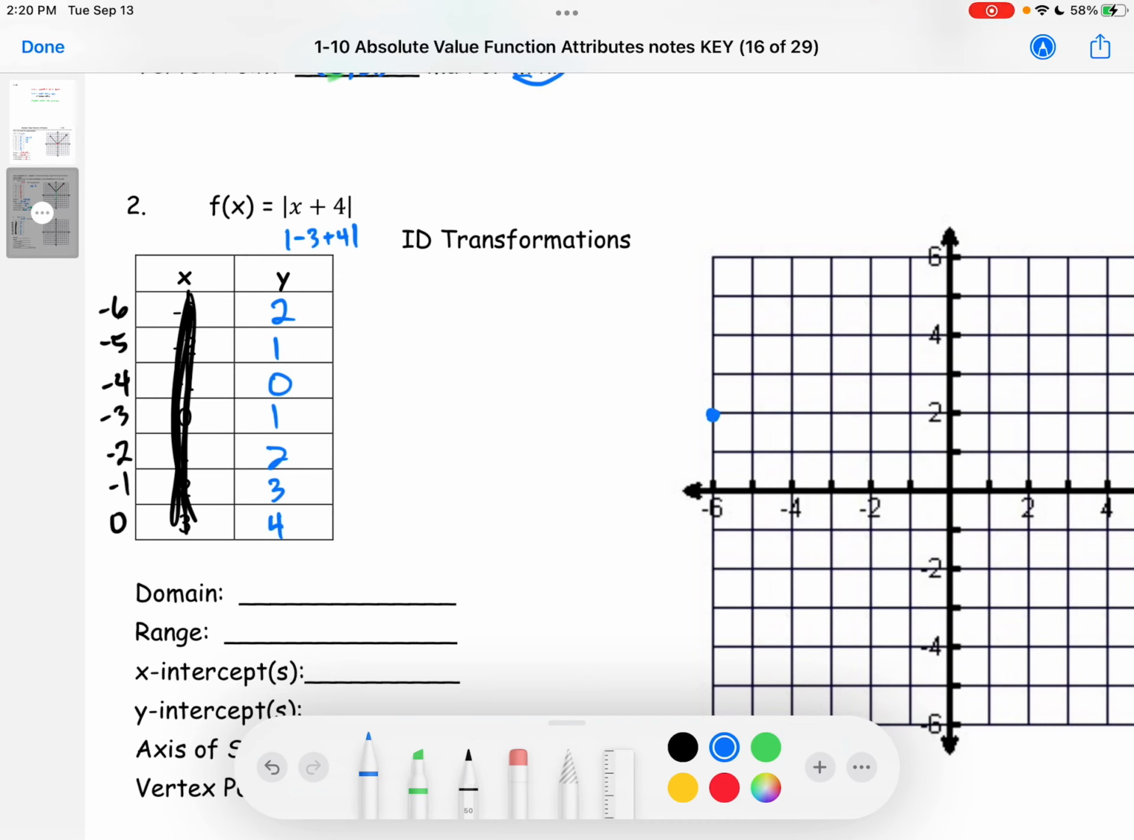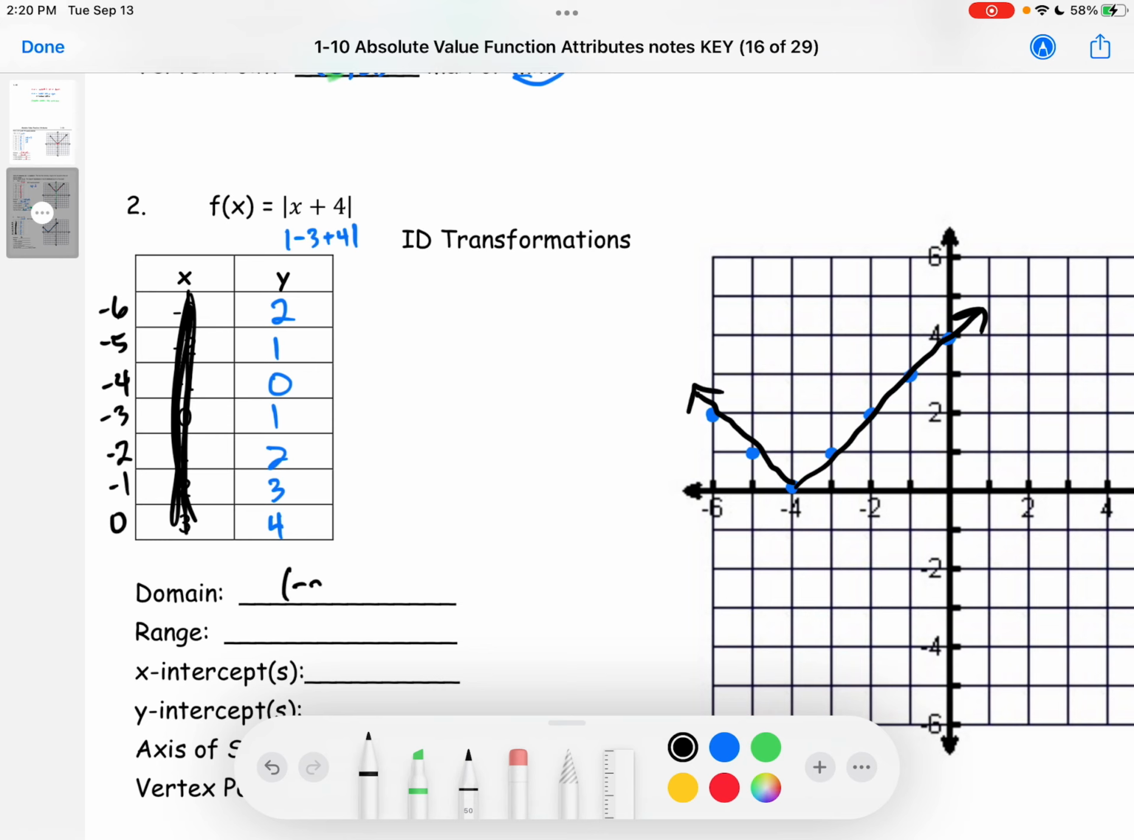-6, 2. -5, 1. -4, 0. And then it turns around and starts going back up, right? -3, 1. -2, 2. It starts going back up like this. Okay, so let's graph that function, connect all of those dots, get the whole function graphed.